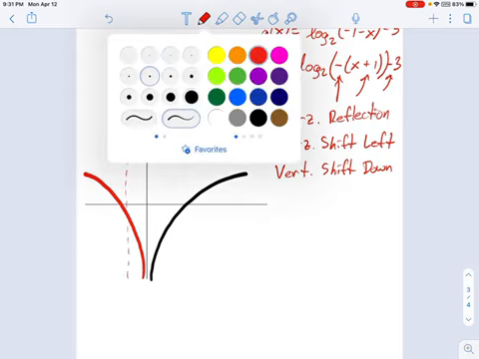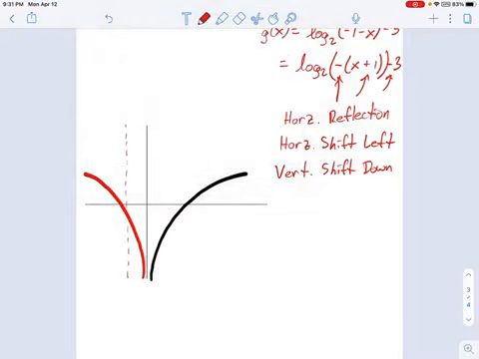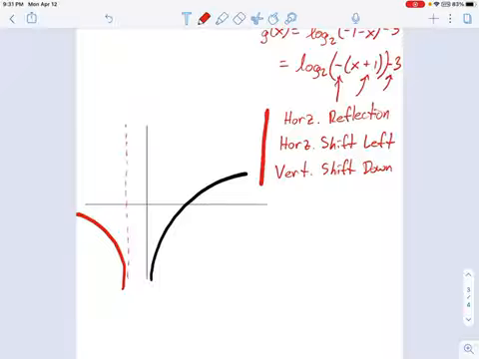So now the asymptote's on the left, and it's been shifted left by 1, and that means your function is going to start like this. And it's been shifted down also, so it's probably going to bend over sooner. And there you go. This is an approximation of what's going on with these 3 transformations right here.